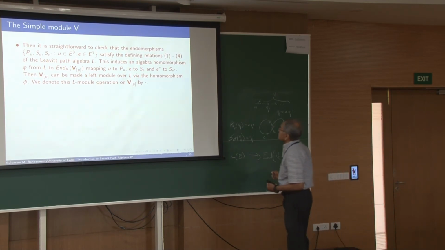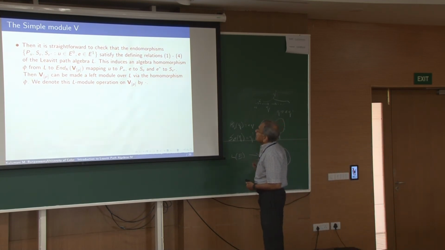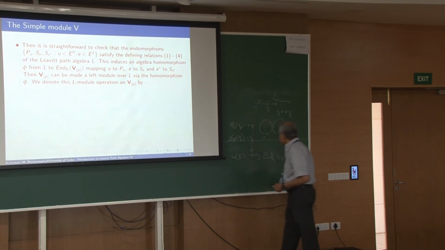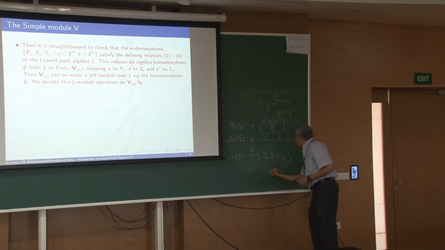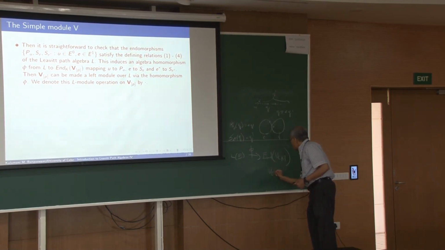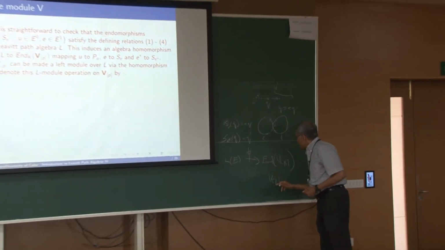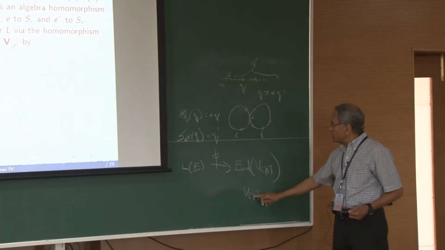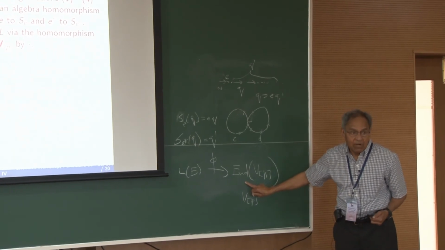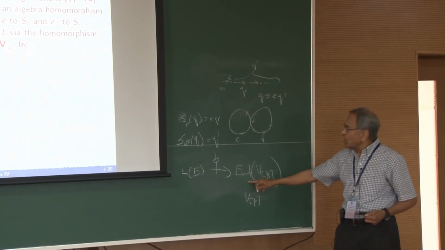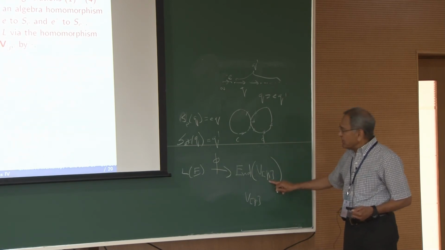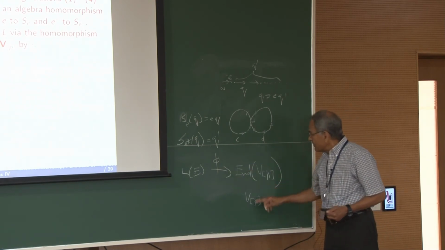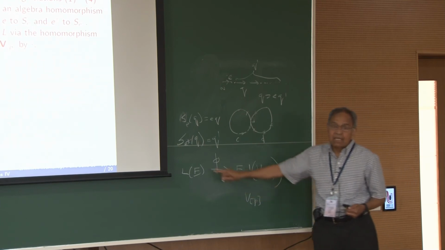And so if I call this map phi, you can see that this vector space, V sub p, you can think of as a module over this ring, or the endomorphism ring, and there is a homomorphism from this ring to this endomorphism ring. Therefore, via this homomorphism, we can make this a module.